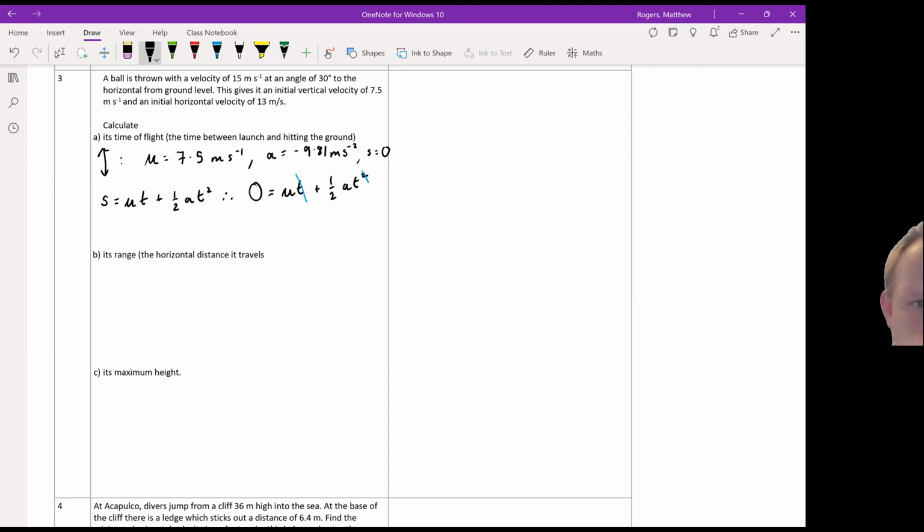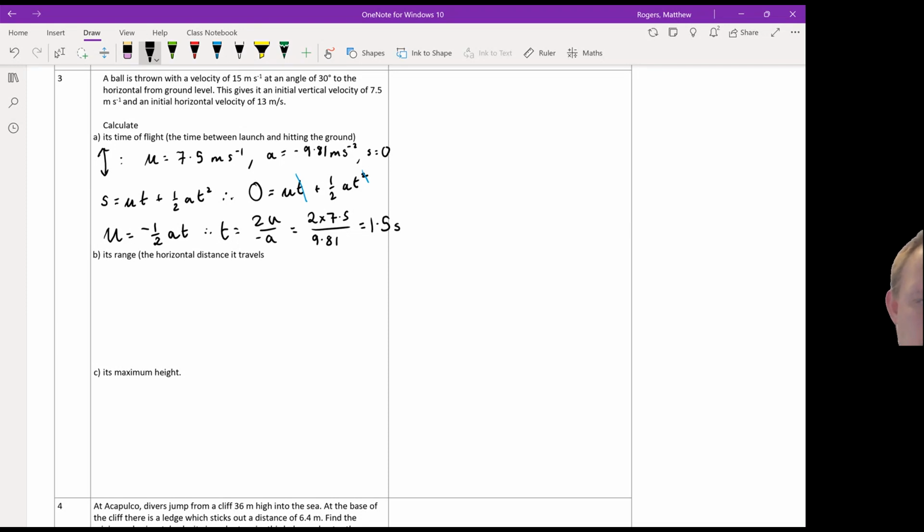So we could say that this means u is equal to minus a half at, or that t is equal to 2u over minus a. So that is 2 times 7.5 divided by plus 9.81, which is 1.53. We're doing it to two significant figures again, so 1.5 seconds.